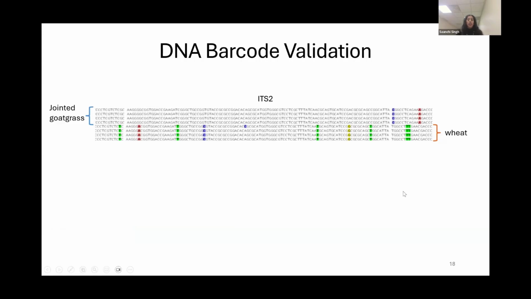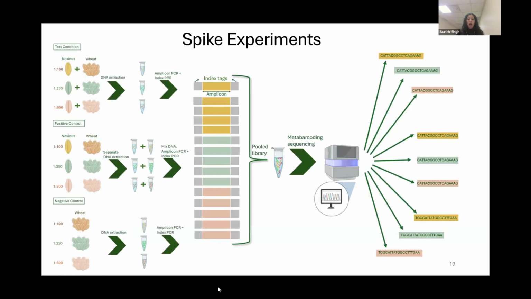But for the rest of the presentation, we're going to be focusing on jointed goatgrass and wheat. And for this, we only need ITS2 to reliably distinguish between the two, as seen by the species-specific differences here. So I know this figure is a little complicated, but I'll break it down a little bit. We performed a limit of detection experiment to determine what is the limit of detection of this technology.